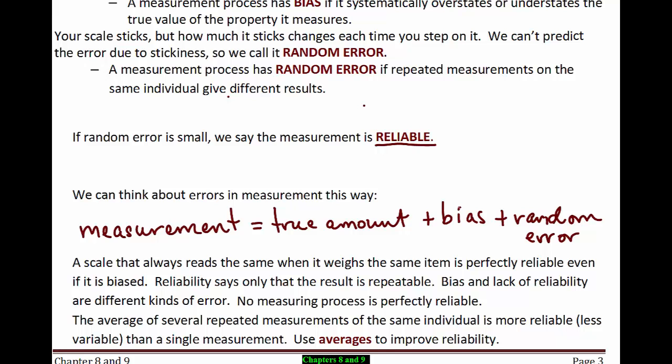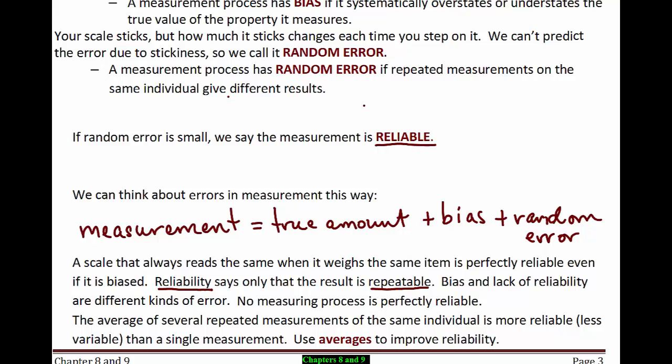Now, of course, we want a measuring process that minimizes bias and random error at the same time. Bias is easy to correct for once you know it's there. You could just subtract that amount back off. But random error is a little tougher. What do we do about random error? It's not predictable. Remember that reliability says that the result is repeatable, meaning we can get the same thing each time we measure somebody. So how are we going to handle it when we don't have reliability? That is, when the random error is large.